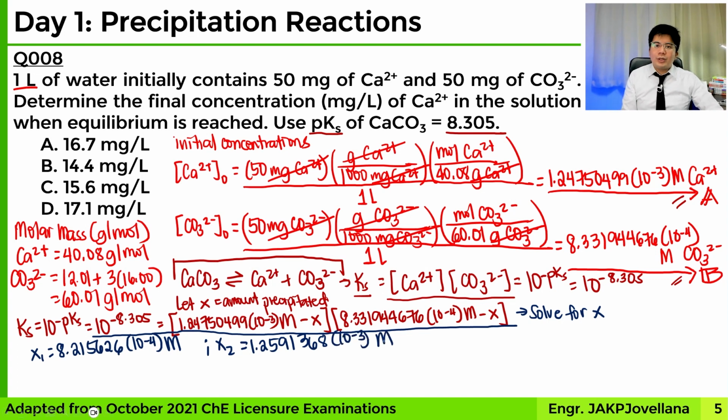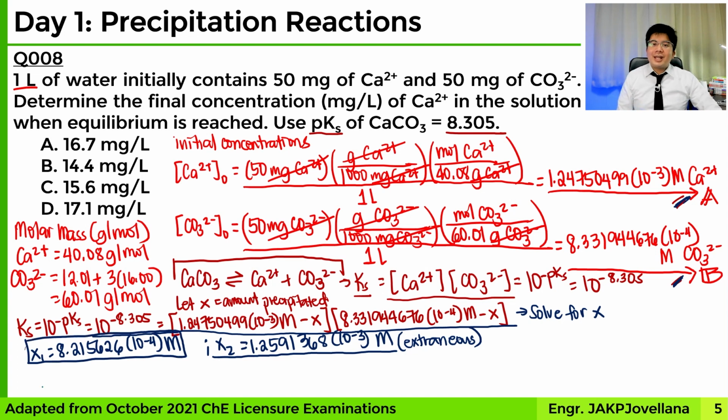So we need to take only one root, which is possible. We can see that the value of x2 is greater than the initial concentrations of Ca2+ and CO3 2-. So we cannot use this root for this expression. So x2 here is an extraneous root. So the correct root in terms of x is given by x1.